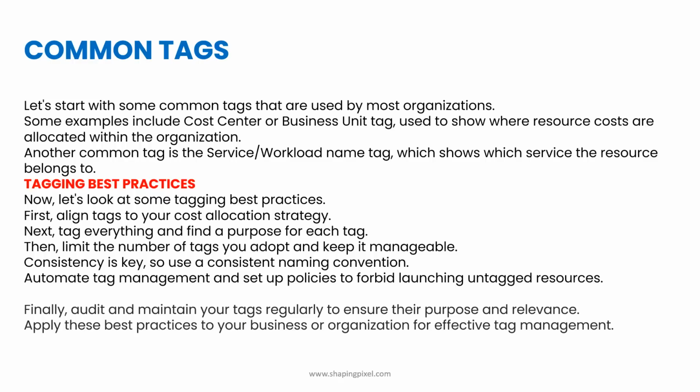Now let's look at some tagging best practices. First, align tags to your cost allocation strategy. Next, tag everything and find a purpose for each tag. Then limit the number of tags you adopt and keep it manageable. Consistency is key, so use a consistent naming convention. Automate tag management and set up policies to forbid launching untagged resources. Finally, audit and maintain your tags regularly to ensure their purpose and relevance. Apply these best practices to your business or organization for effective tag management.